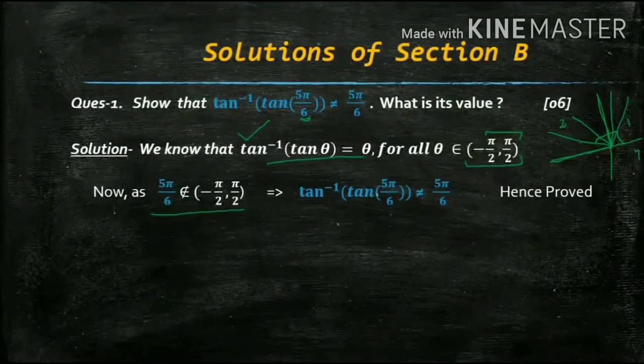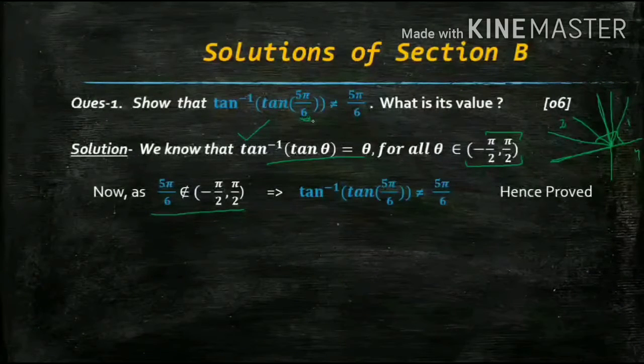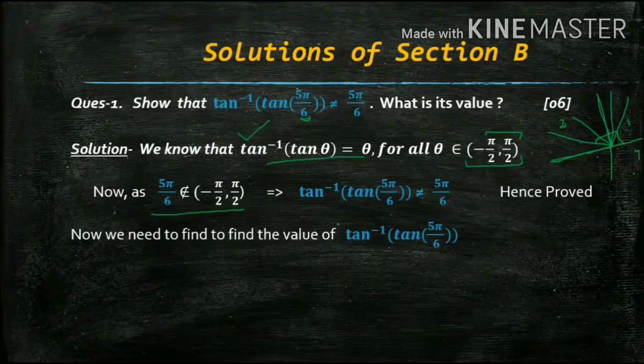So thus tan inverse of tan 5 pi by 6 is not equal to 5 pi by 6. It is a very easy question actually. There is nothing in this question, you just have to use this property and directly you can say it's not equal. And now you have to find its value. Actually, these types of questions we have also done in the lectures. How to do that? We just have to rewrite this inside angle in simpler terms, right? So we have to find this value.